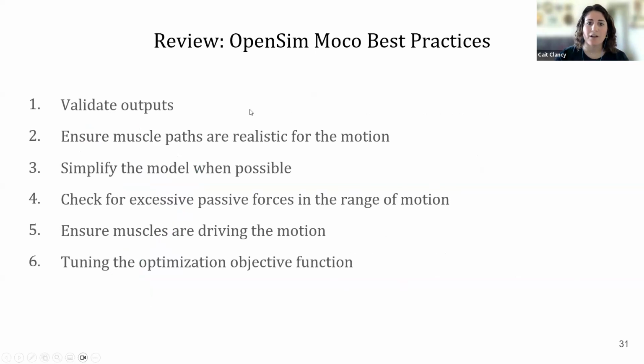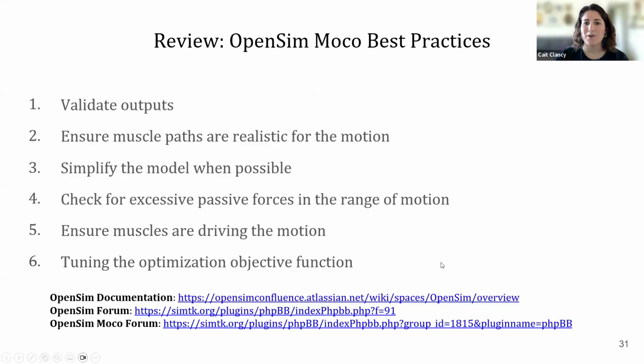As a review, we talked through several different OpenSim Moco best practices today. We talked through validating outputs, ensuring the muscle paths are realistic for the motion, simplifying the model when possible, checking for excessive passive forces in the range of motion, ensuring that the muscles are driving the motion, and tuning the optimization objective function. And if you wanted more best practices or more help, I would like to point you to the OpenSim documentation, now at Confluence, as well as the OpenSim forum, where you can ask questions and get answers, and the OpenSim Moco specific forum, where you can ask questions and get answers as well. Those are all very helpful.